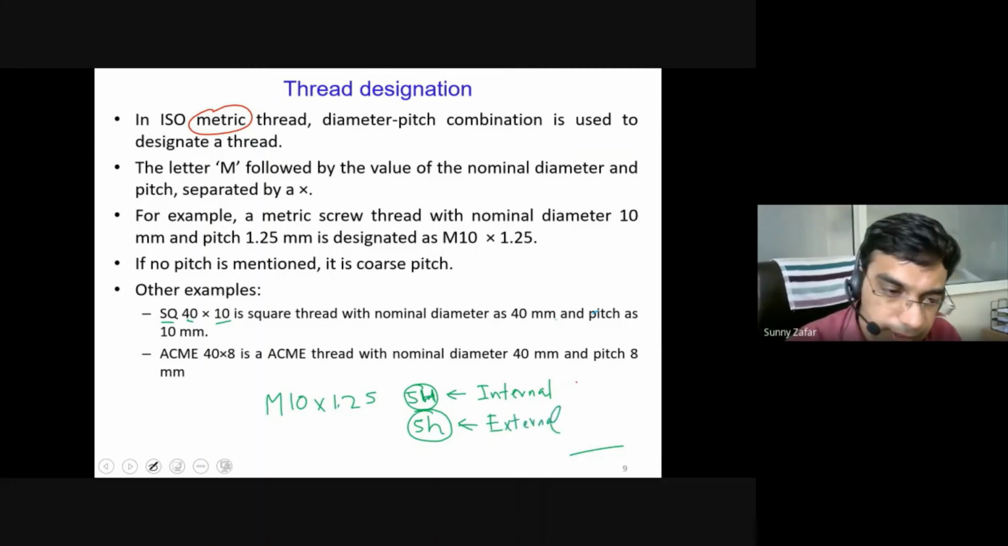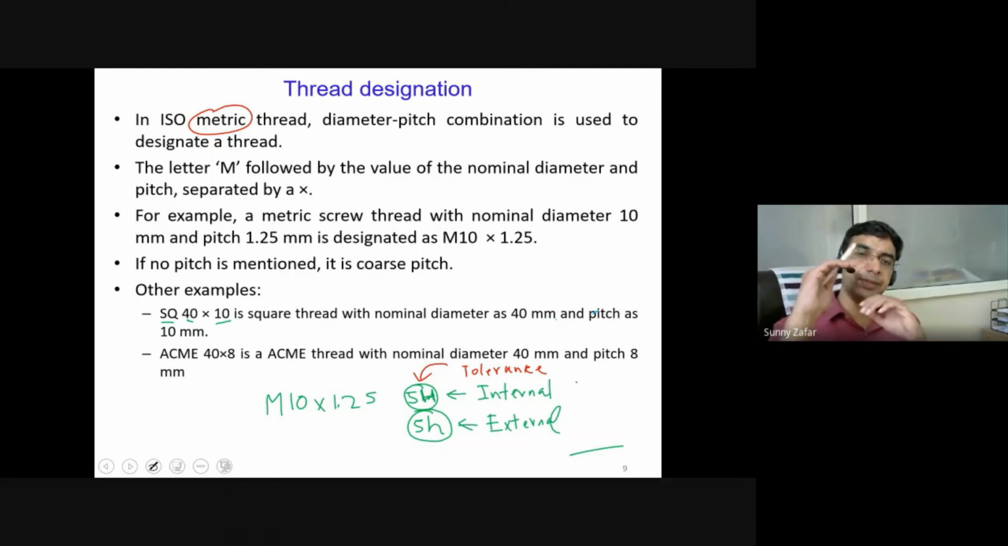So this is the factor of tolerance. I'll just briefly touch upon what tolerance is. Tolerance is basically the acceptable deviation in the dimension of any manufactured component. It is not possible in any scenario to precisely manufacture any component to the same size every time.